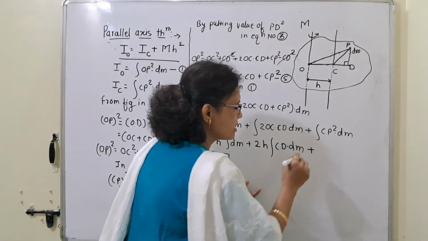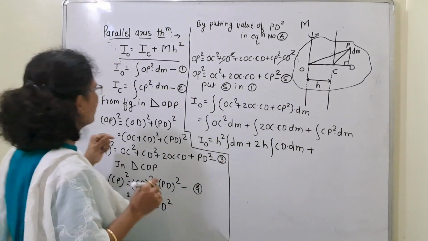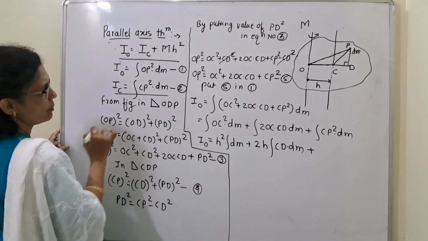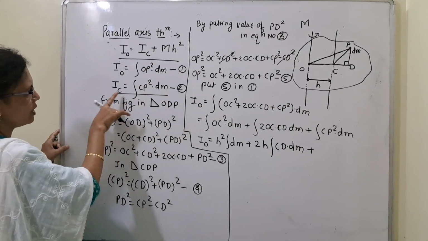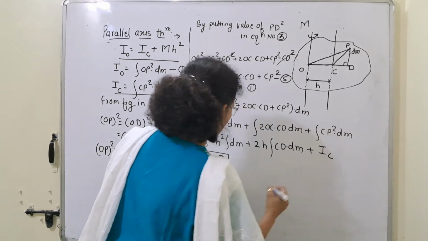But first I will write this term. See, integration of Cp square dm. What is that integration of Cp square dm? Here, equation number 2. It is nothing but Ic. So I will put that value Ic.